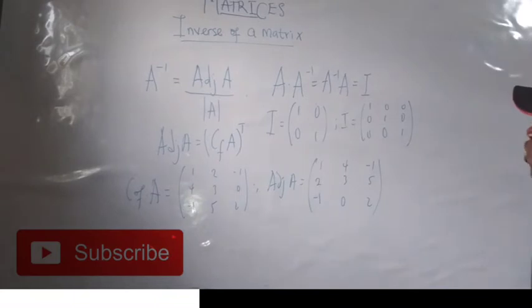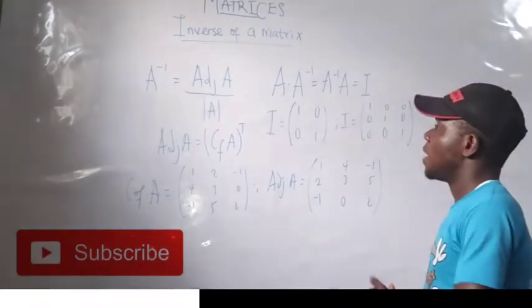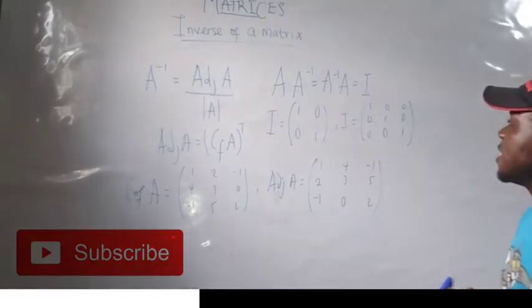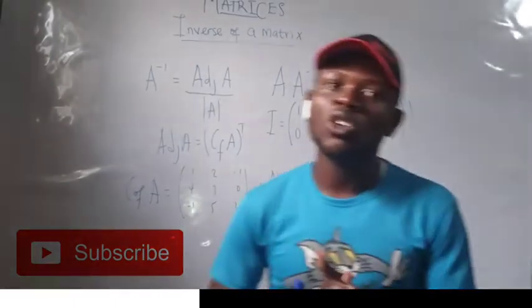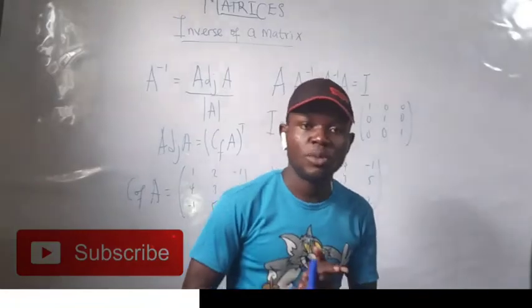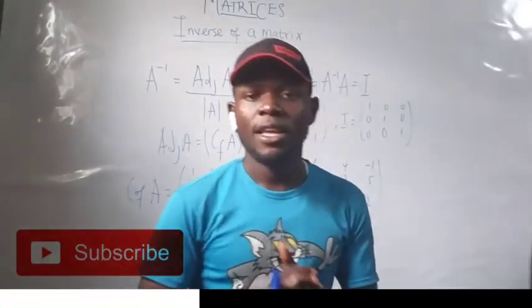Then how do we solve for the inverse of a given matrix? How can we go about it? Now it's so easy, and we're going to take an example on that. But we're going to take two examples, one on solving for the inverse of a 2 by 2 matrix, and the second for solving for the inverse of a 3 by 3 matrix.